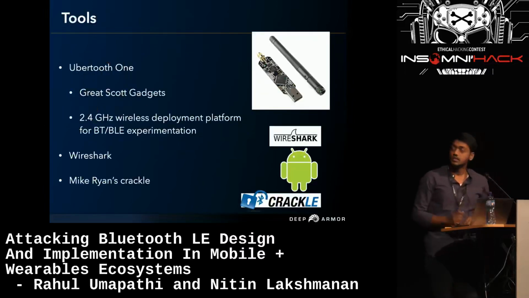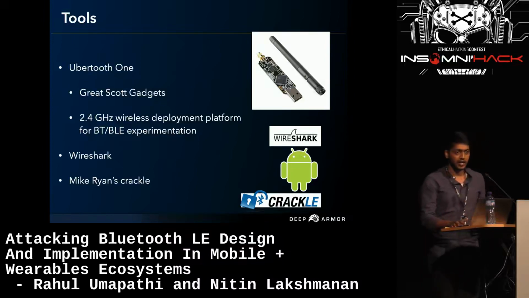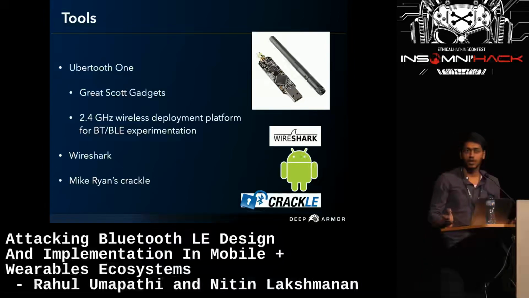This is the Ubertooth One device, which is an open source Bluetooth testing tool developed by Great Scott Gadgets. It is generally used for exploring the Bluetooth protocol. We are also using the Wireshark network analyzing tool, and Mike Ryan's Crackle, which we will see in the further part of the slides.